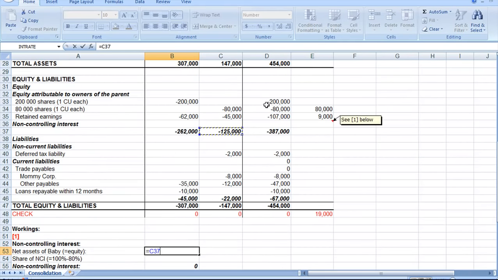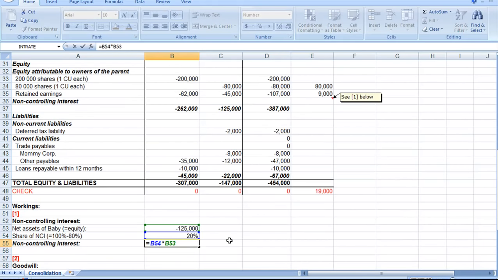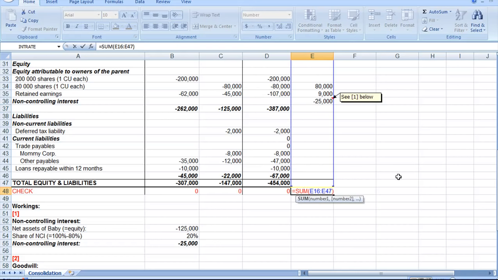Non-controlling interest share is 20%. So the amount of non-controlling interest is 25,000, and we can bring this amount to our entry as minus 25,000. This is the equity component, that's why it's minus, and we recognize it as credit. Well, and when you look here below to our checksum, the entry is still not balanced, because otherwise there would be zero, right? This means that there was some goodwill.